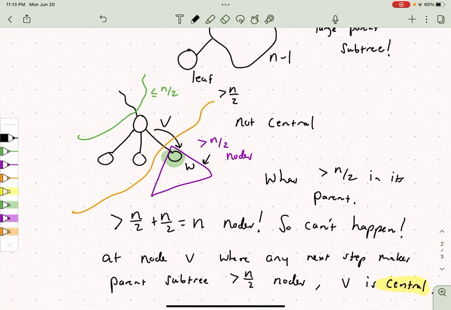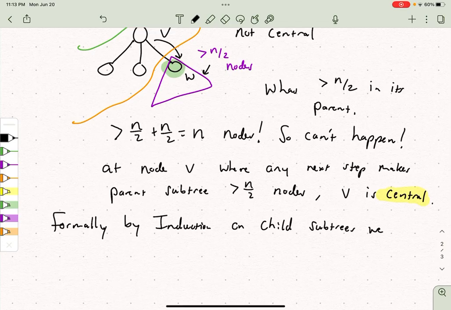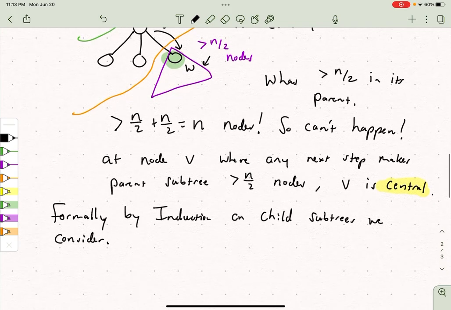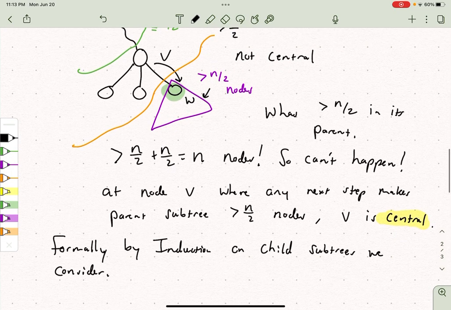Now formally we can do this with induction. So as you saw, there's this notion of progress, which is the number of nodes in the parent subtree, and so we could just induct where the number of nodes in the child subtrees is continuously decreasing. So we could prove this formally by induction on child subtrees we consider. And the base case will be at a leaf. Okay? So let's save that for a second.